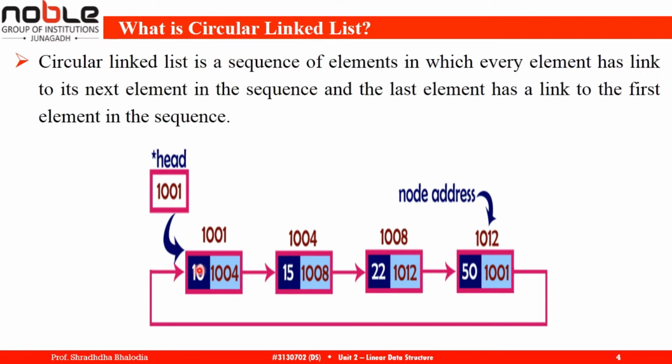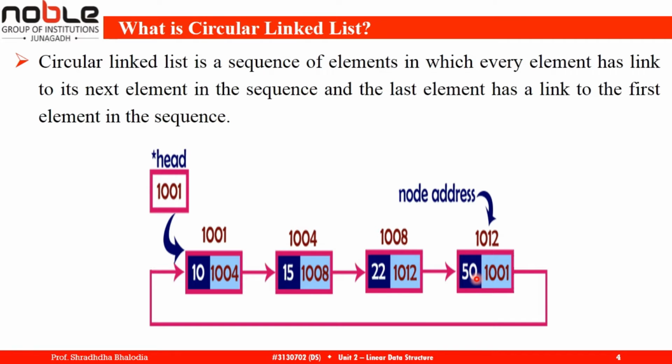Here we have one example of a circular linked list. Here is 10, which is the first element in the list. The address of 10 is stored in the head, 1001. Here we have the next element, 15. The address of 15 is stored here, 1004. The next element is 22, and its address is stored here, 1008. And the last element of the list is 50. The address of 50 is 1012, which is stored here.